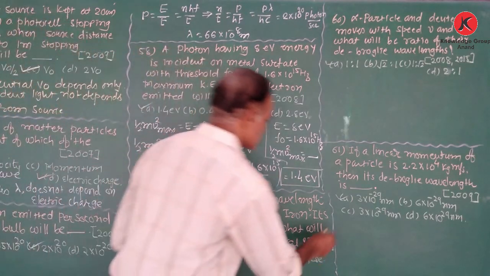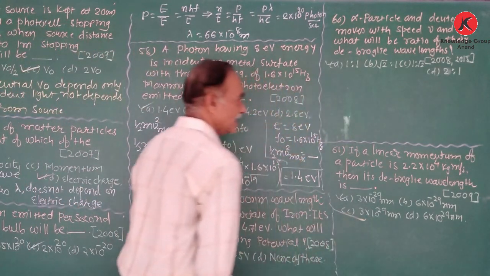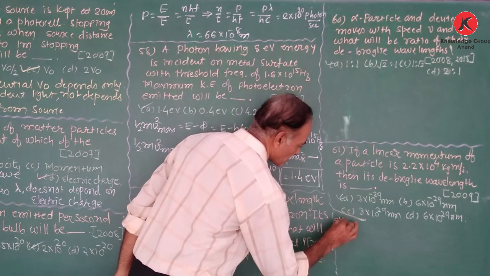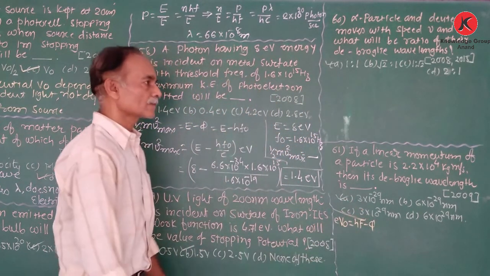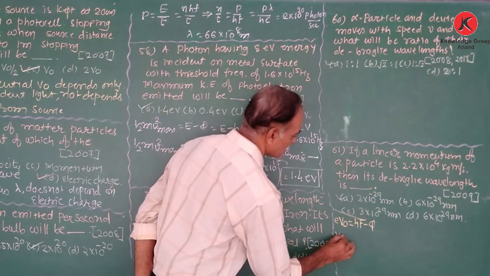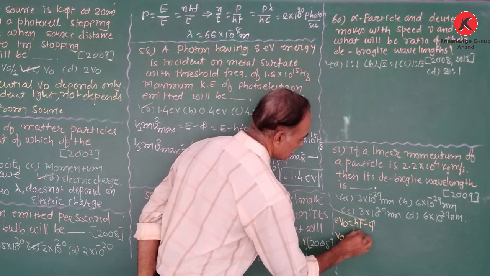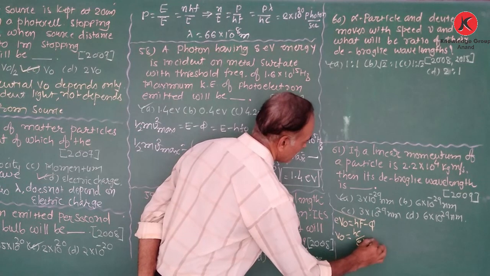Here we calculate this numerical. Therefore, eV0, the stopping potential energy, is equal to hf minus phi. Therefore, V0 is equal to hc upon e lambda minus phi.